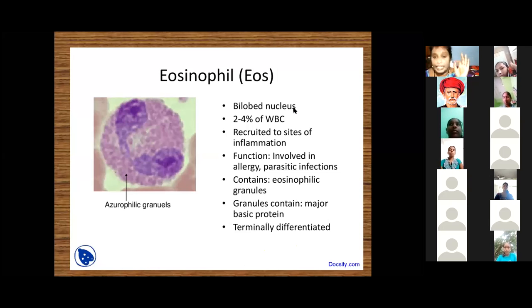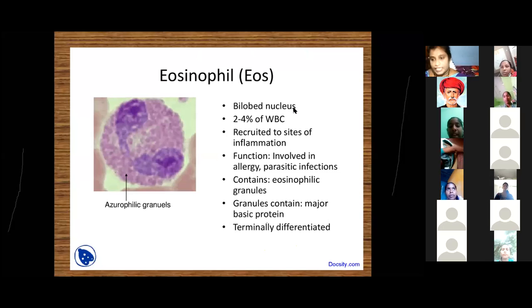The eosinophil is one kind of white blood cell. It also has a bilobed nucleus. It makes up 2 to 4% of white blood cells. And next, the main function is involved in allergy and parasitic infection. These are controlled by the eosinophils. Okay, do you understand this slide? Shall I move to the next slide?